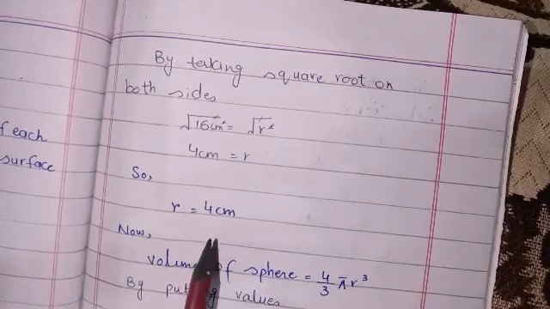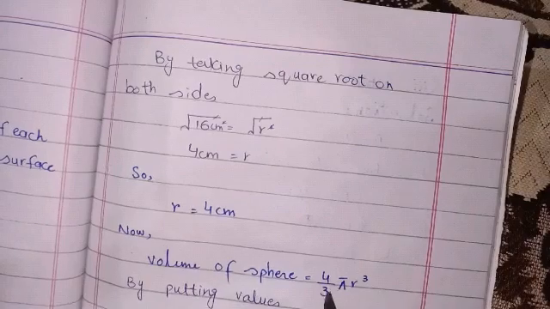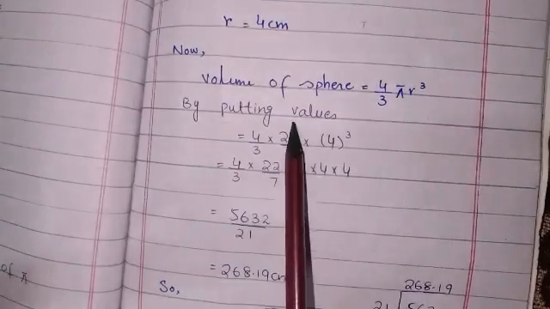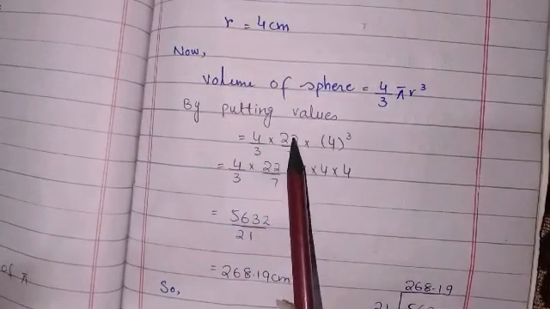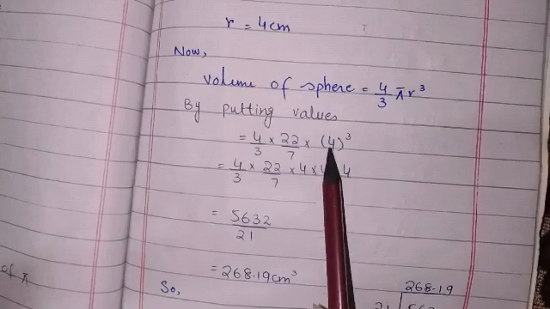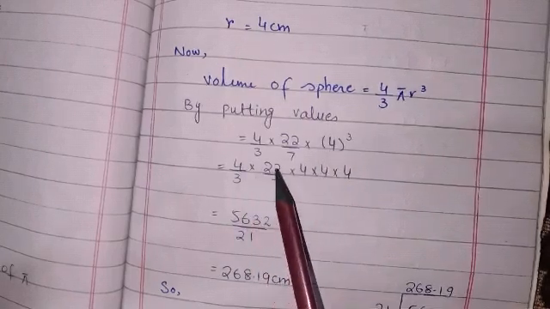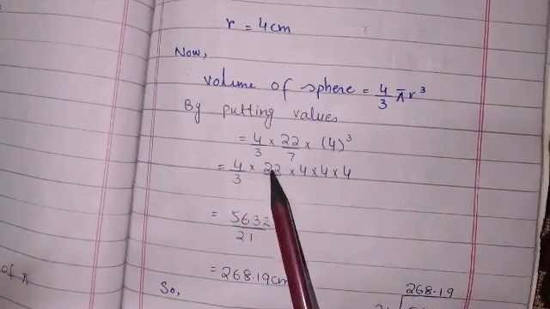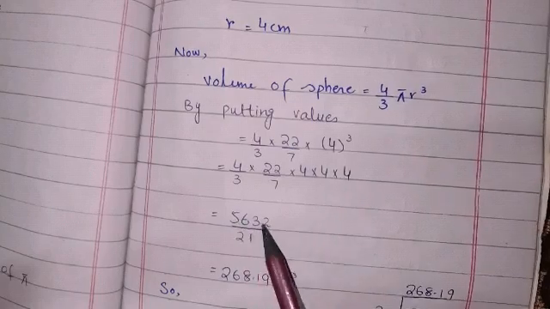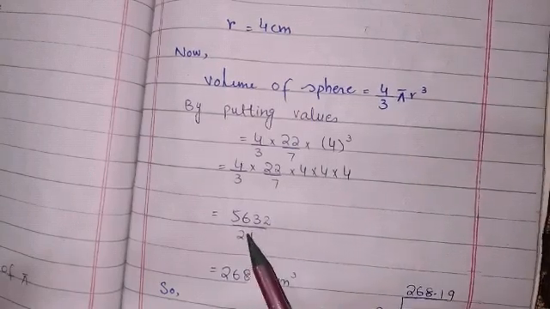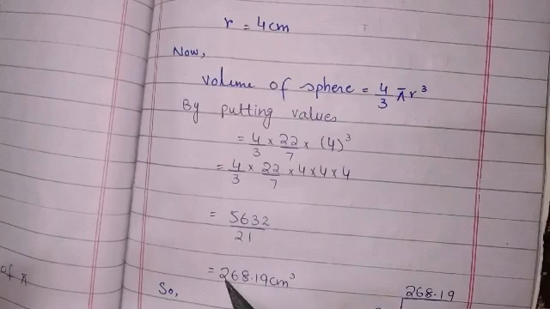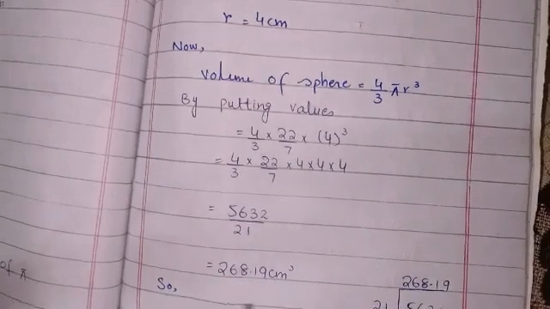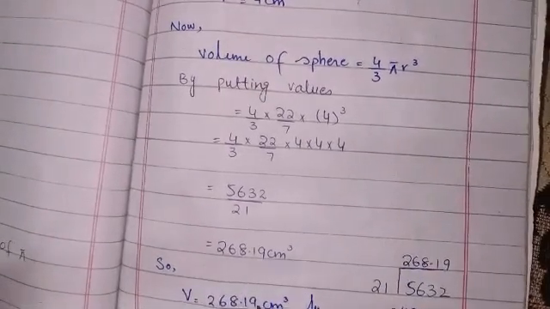Now students, we have to find out the volume of sphere by using our formula 4/3 pi r cube. Now students, by putting values 4/3 into 22/7 into 4 cube, we will write 4 3 times. 4/3 into 22/7 into 4 into 4 into 4. Students, when we multiply 4 into 22 into 4 into 4 into 4, we got 5632, and 3 into 7 we got 21. When we divide both values, we got our answer which is 268.19 centimeter cube. This is the answer of our volume. So V is equal to 268.19 centimeter cube.